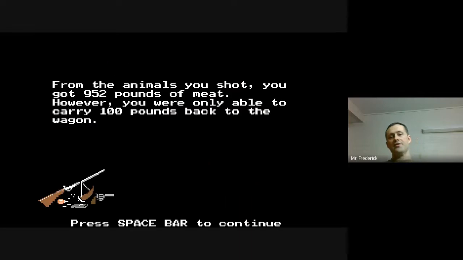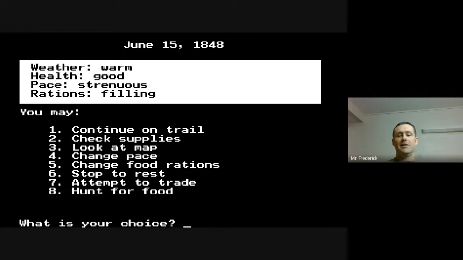Remember, you press enter to start and stop walking, and you walk in the direction your character's pointing. From the animals you shot, you got 952 pounds of meat. However, you were only able to carry 100 pounds back to the wagon. Continue on the trail.